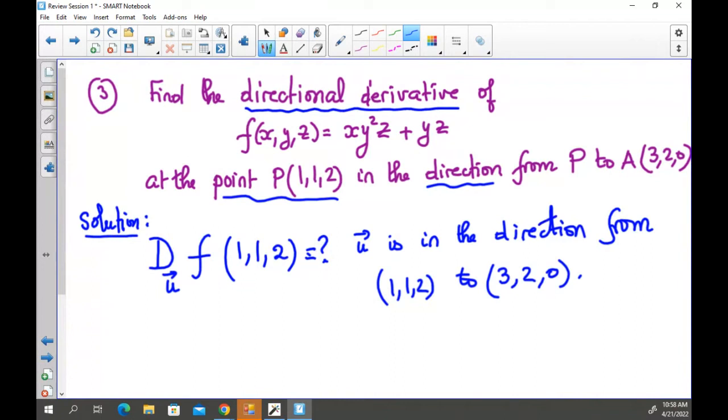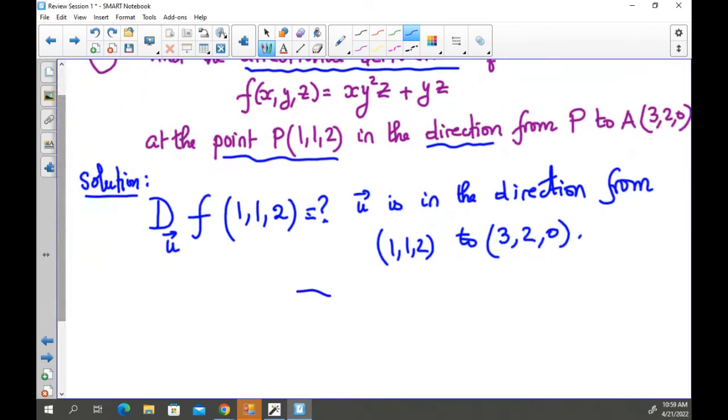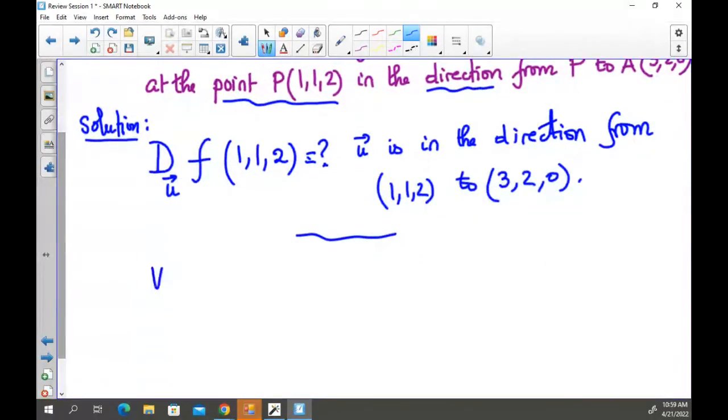Okay, so solution. Now, do you remember how we did this? Of course, we did something like this many times. So we need first to find the direction. So V, the vector V, will be: 3 minus 1 is 2, 2 minus 1 is 1, and 0 minus 2 is minus 2. So first, you get the vector direction. After this, what do we do, girls? Do you remember?